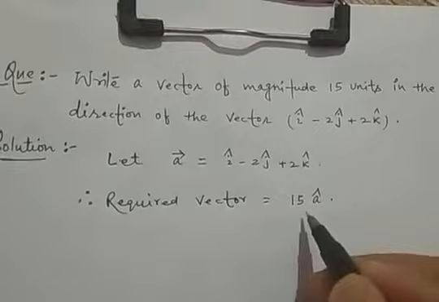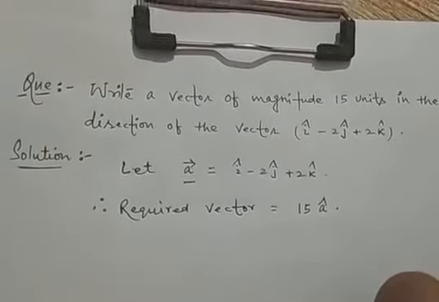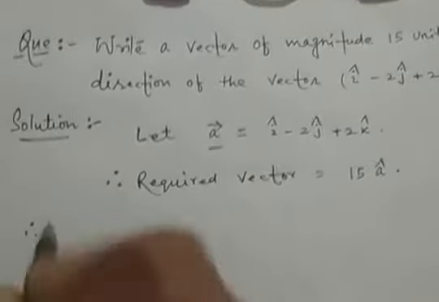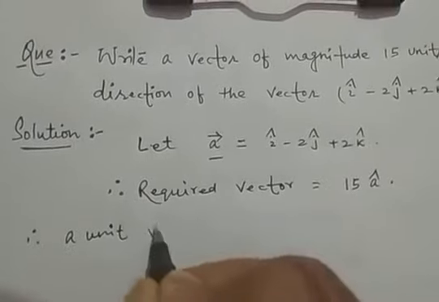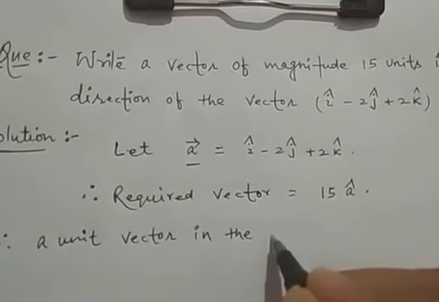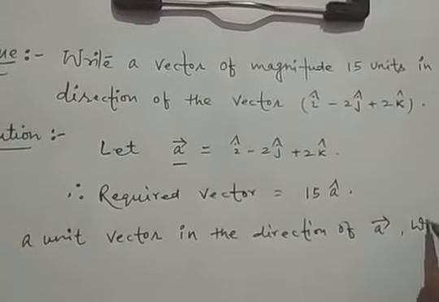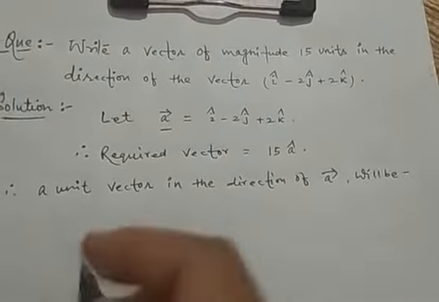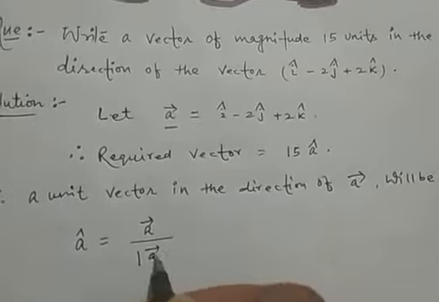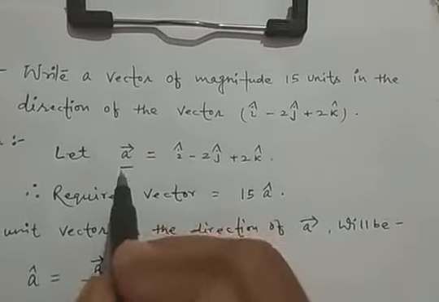Okay students, so for this, first of all we have to find the unit vector of A. Therefore, a unit vector in the direction of vector A will be A cap equal to vector A upon mod of vector A. Okay students, so for finding A cap, we have to find the magnitude of vector A.